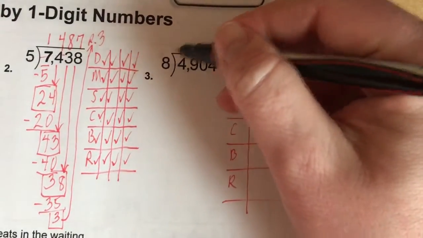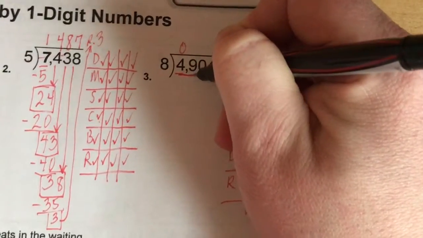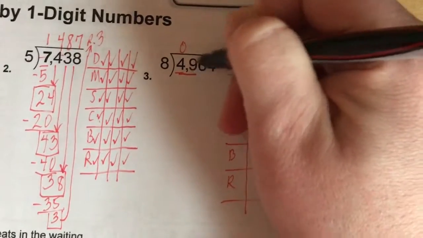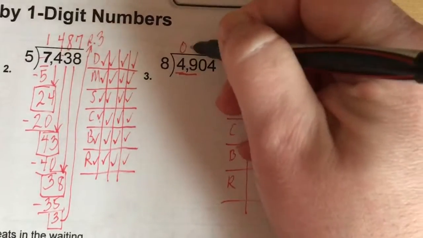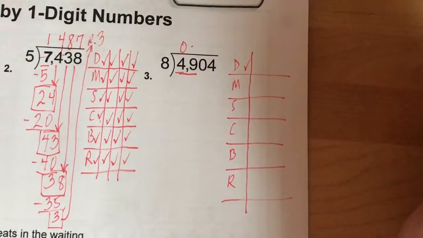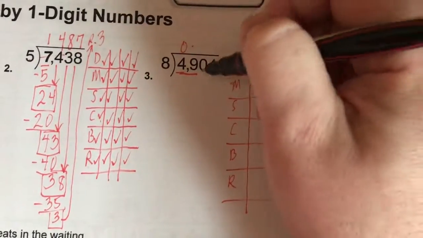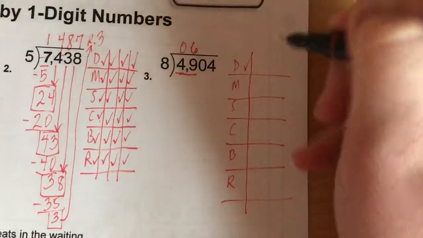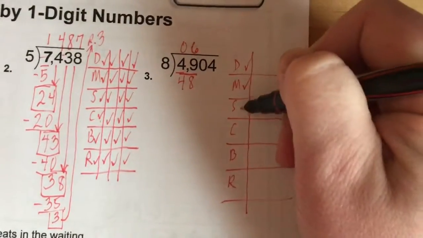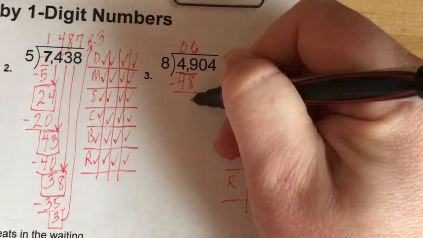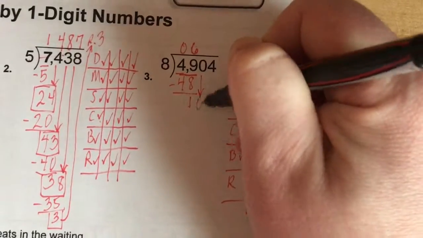All right, determine 8 times what gets me close to 4 without going over. Nothing, so we're going to join it, basically unwrap it and join it with this, so we have 49 hundredths. All right, so determine again 8 times what gets me close to 49 without going over. I know 7 times 8 is 56, that's a little high. 6 times 8 is 48, that's pretty close. So we now multiply. 8 times 6 is 48. Subtract. 49 minus 48 is 1. Check, the king is happy. Bring down the 0 and box.